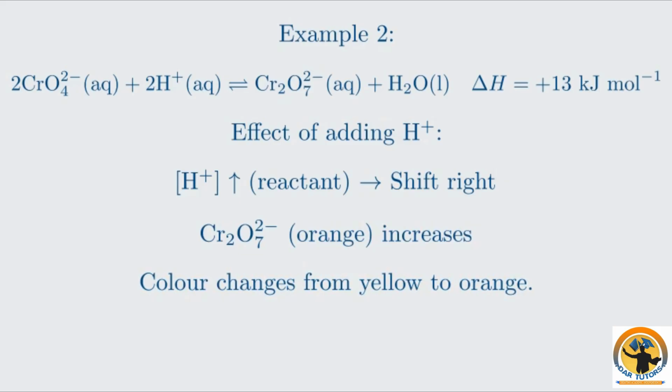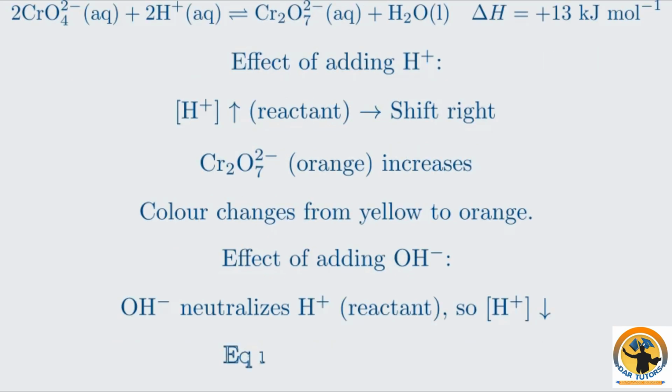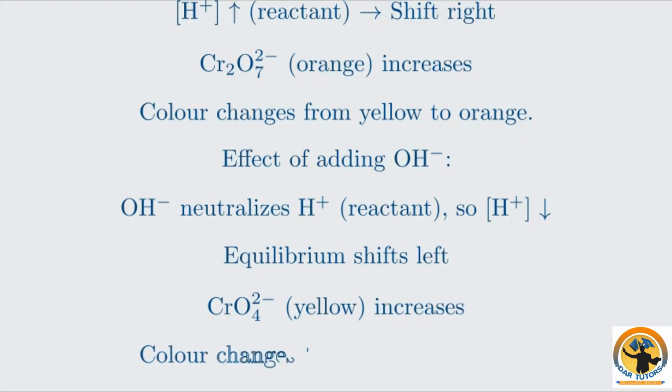What if you then add a strong base, like NaOH, to the orange solution? Adding a strong base will neutralize the H+ ions, effectively removing them from the equilibrium mixture. To counteract this decrease in H+, the equilibrium will shift to the left, favoring the reverse reaction. This will produce more yellow CrO4²⁻, and the solution will change back from orange to yellow. This is a reversible color change often used in laboratories to demonstrate Le Châtelier's principle.